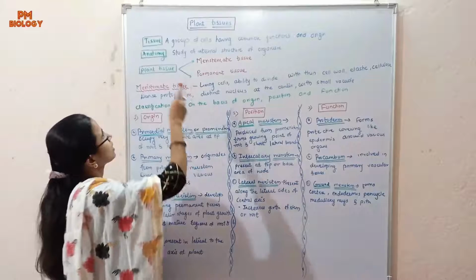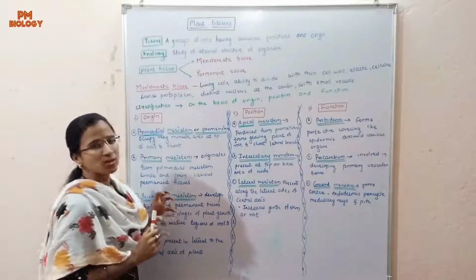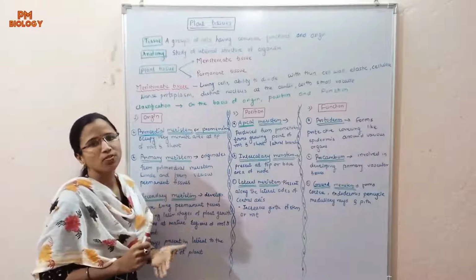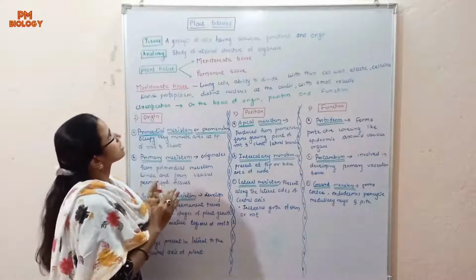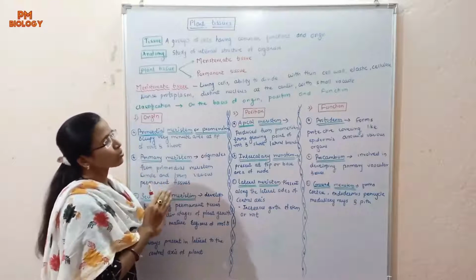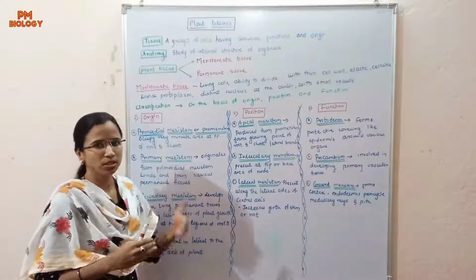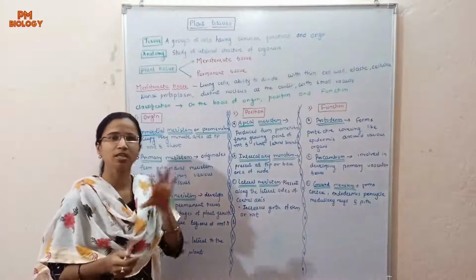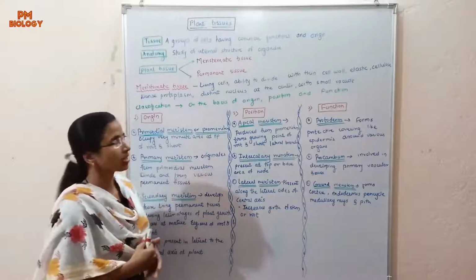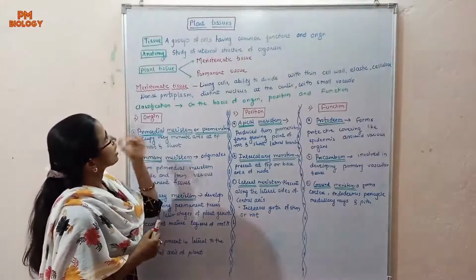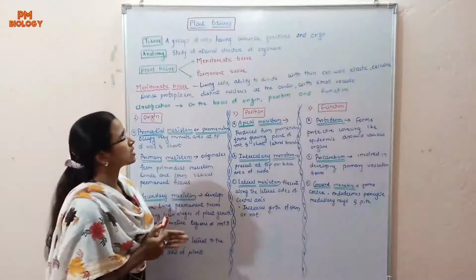So first of all we need to know what is tissue. Tissues are the group of cells which are having similar kind of origin and same function. Actually the cells which are present in the tissues, they are originated from the same origin and they have similar type of function. That is called tissue. Then anatomy is the study of internal structure of organism.